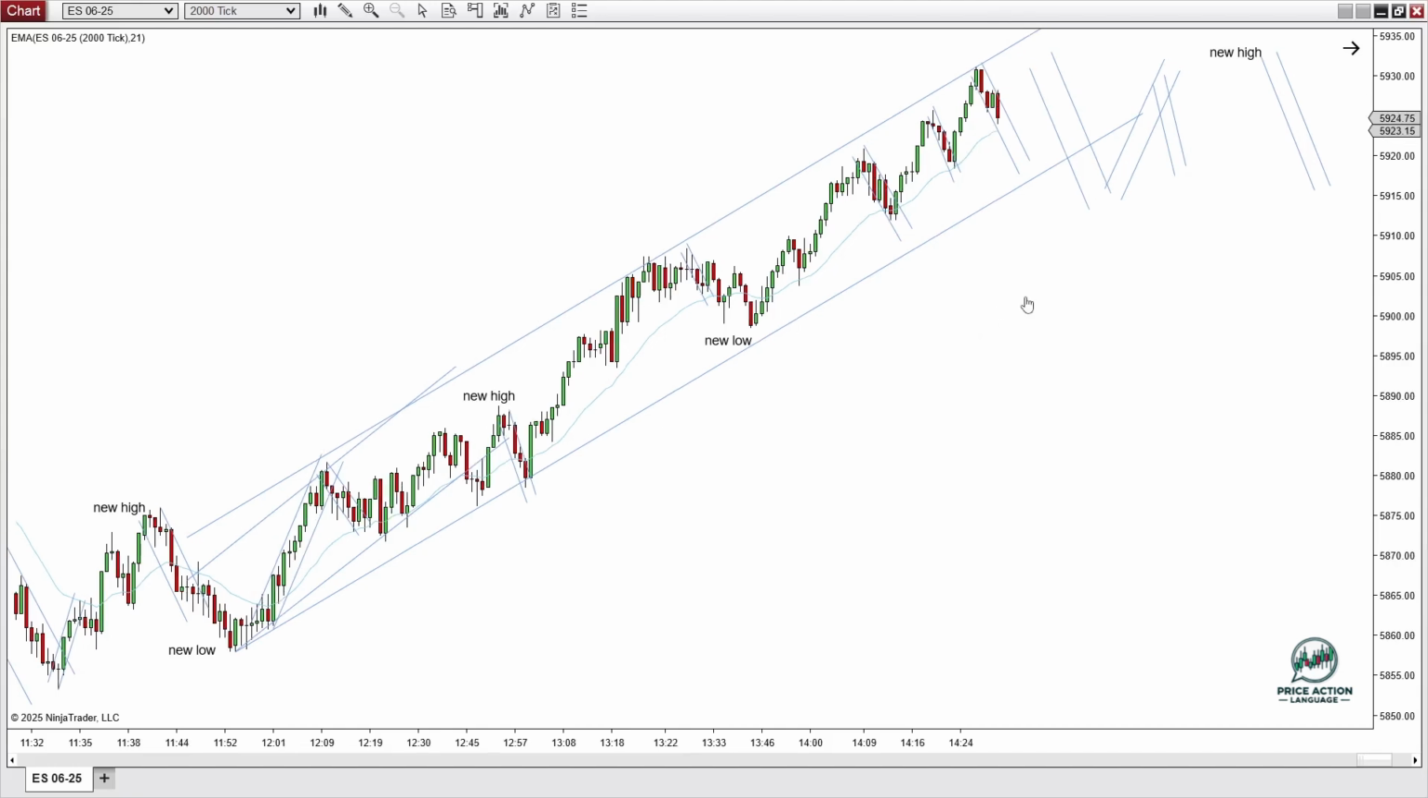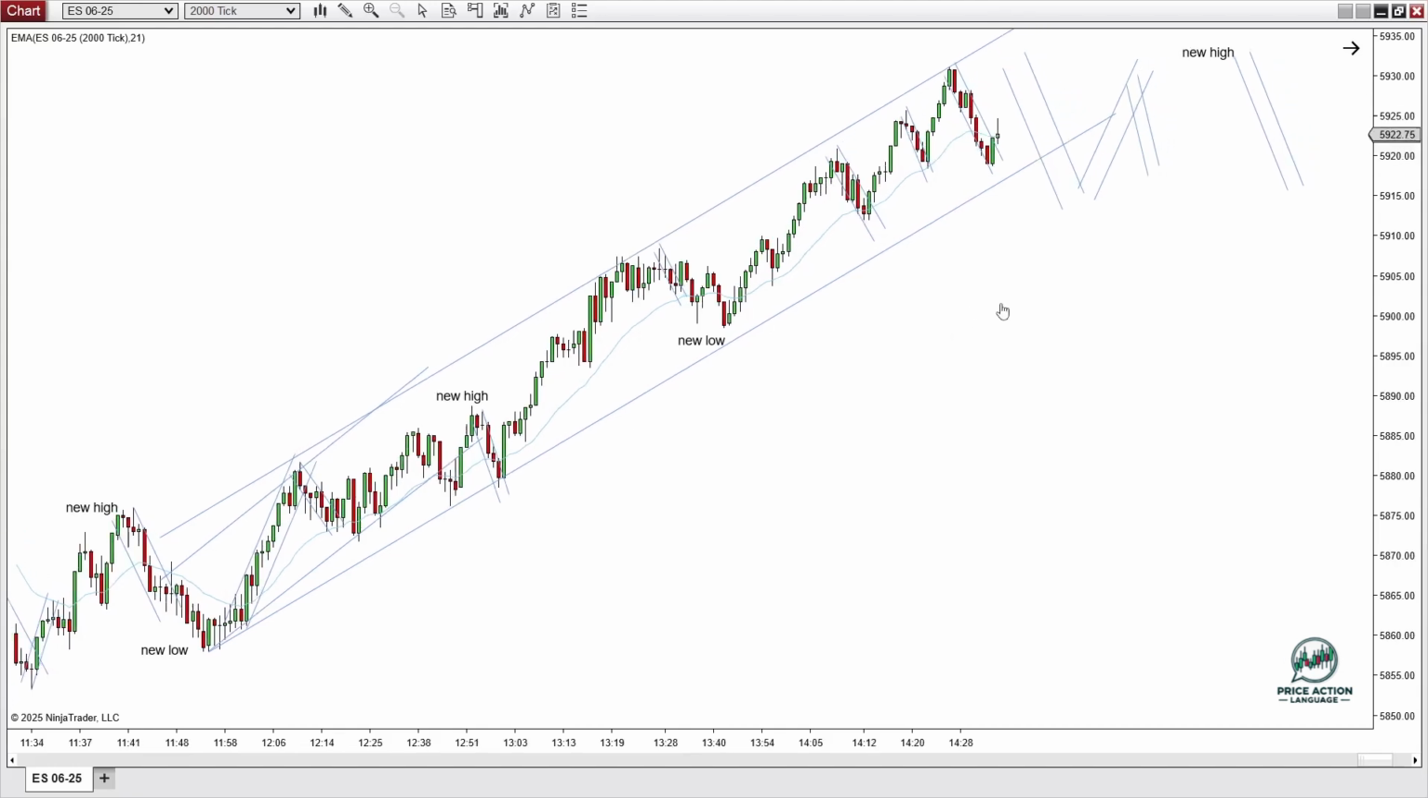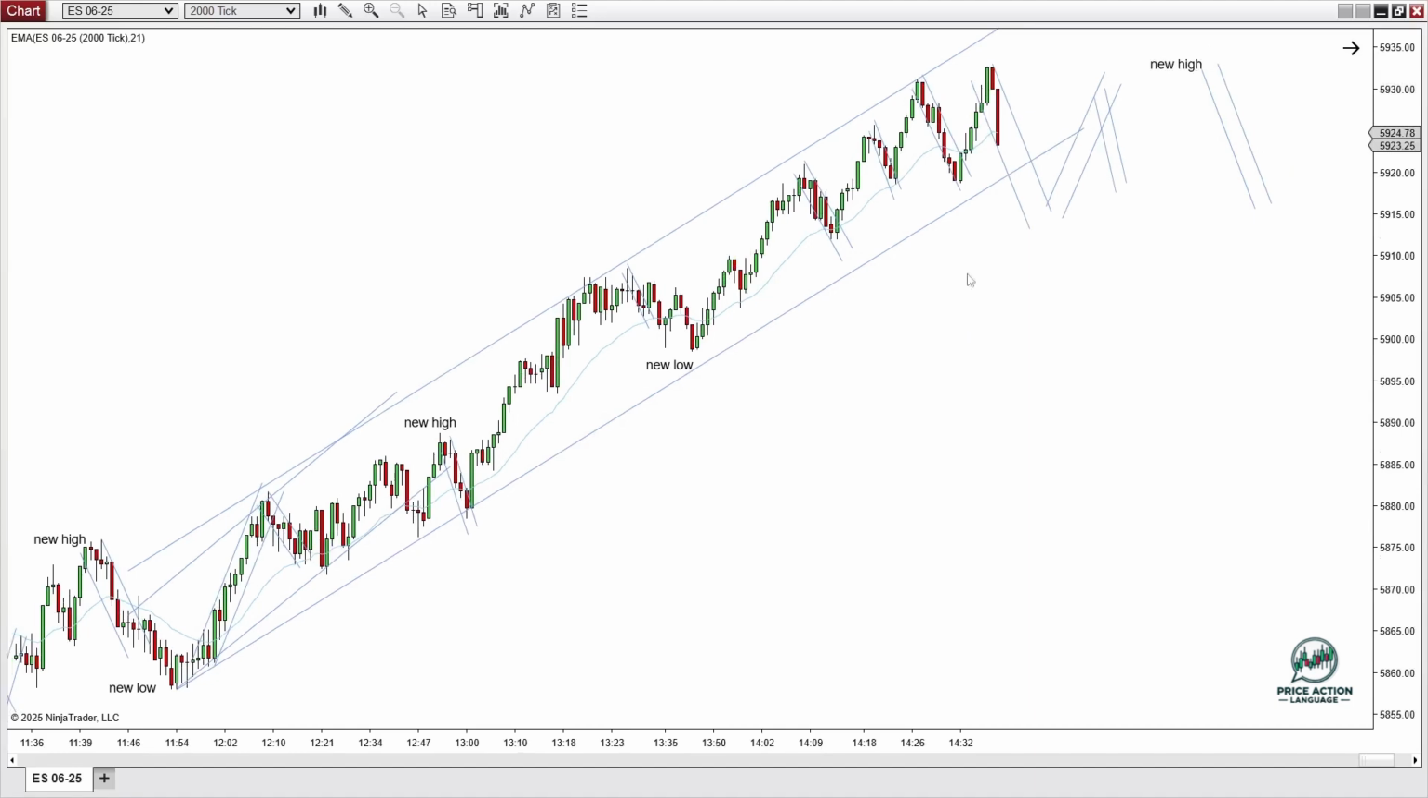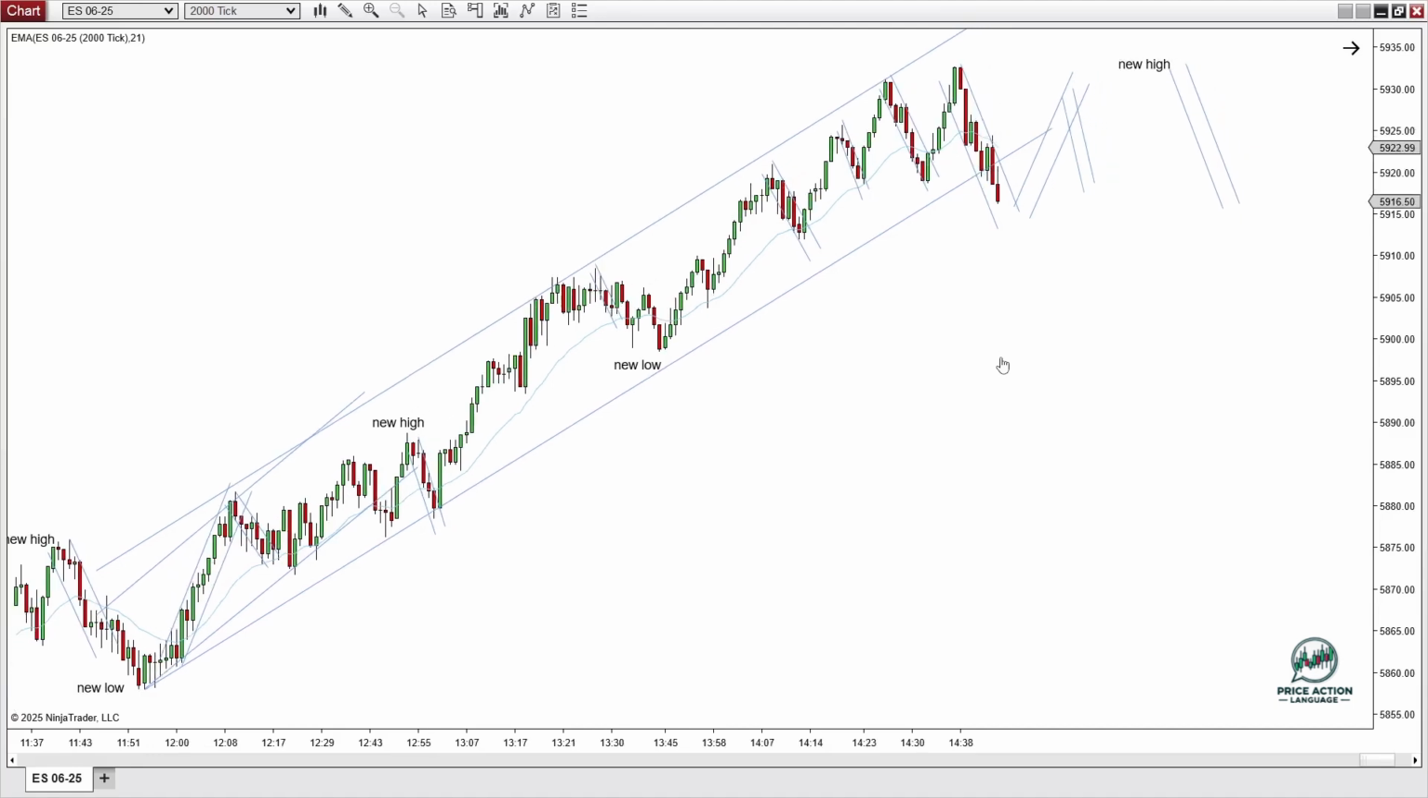Pushed higher on the first entry long. So count reset. Can we get some second entry long now? Pushed higher on the first entry long. So that was the theme for this channel, that the first entries just continued to push. So I'm still looking for the second entry long.